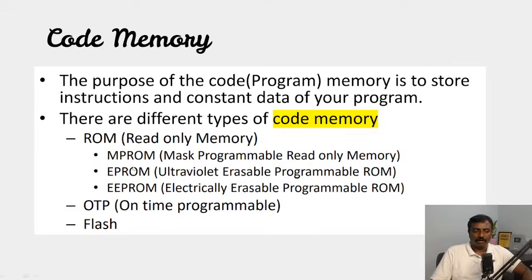There are different types of code memory, like read-only memory. You have mask programmable read-only memory, which is one-time programmable. You have UV-EPROM, ultraviolet erasable programmable ROM, which is erased by using UV rays, ultraviolet light. Then you have EEPROM, electrically erasable PROM, and one-time programmable OTP, and you have flash. Most of the microcontrollers have flash memory. You also have some microcontrollers with one-time programmable memory. So these are the types of code memory.